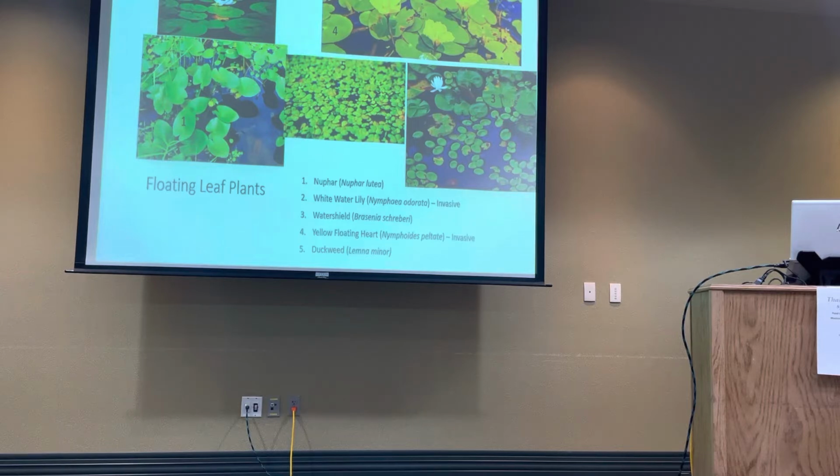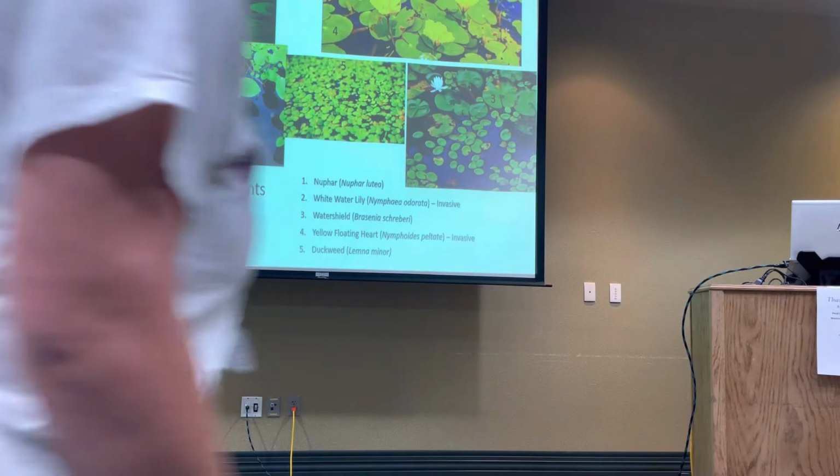All right, now we're going to move into some floating leaf plants. So, bottom left, we have nuphar. They look a little similar to your yellow floating heart, but generally the leaves are a lot larger and usually protrude from the surface of the water a few inches.